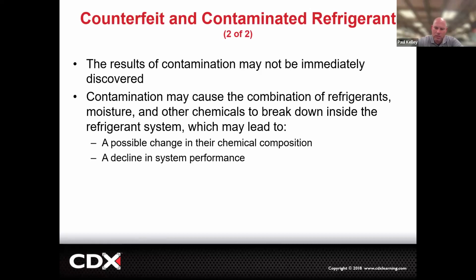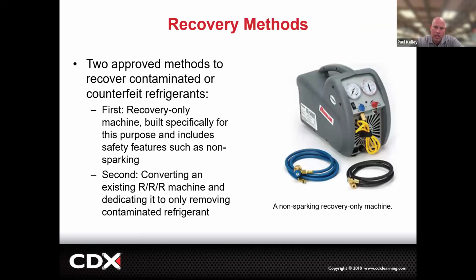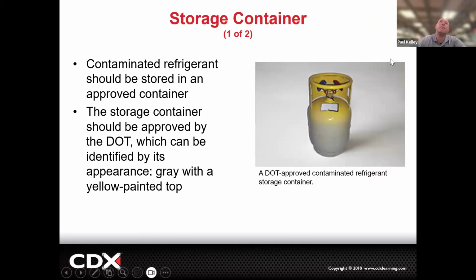Okay, so let's just say that it was contaminated. What do we do? Well, you don't hook up your machine to it. You get this recovery only machine and you can recover it into this container that's painted. Remember that yellow painted one? And that becomes like hazmat. Makes sense? So your contamination, your TJ propane, your old school R12 or whatever, that goes in a contaminated tank and it's labeled, and someday we'll get rid of it, but not right now. We're going to keep it for a long time, probably.